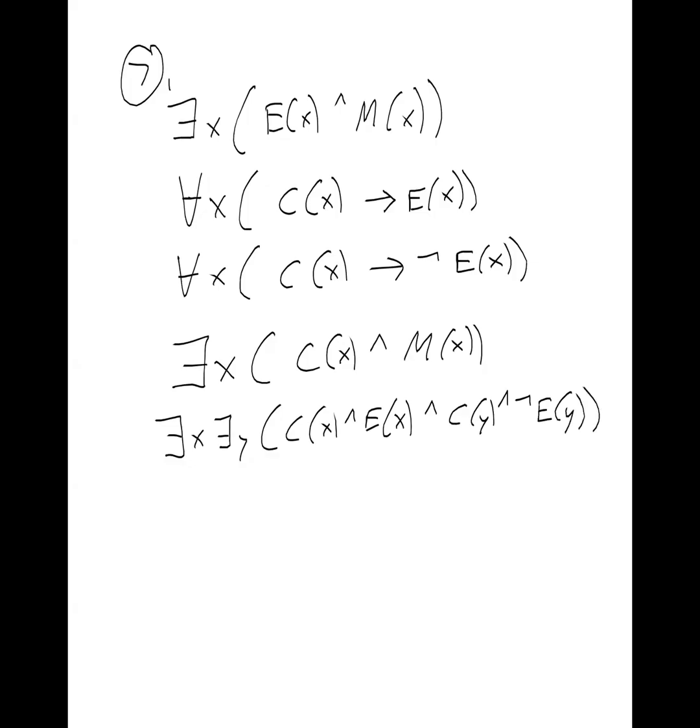So there's at least one student called X who exists and at least one student called Y who exists, such that there are four things that are true. Student X is computer and engineering, and student Y is computer but not engineering. So there you go. Any questions about that? Want us to use another set of parentheses?